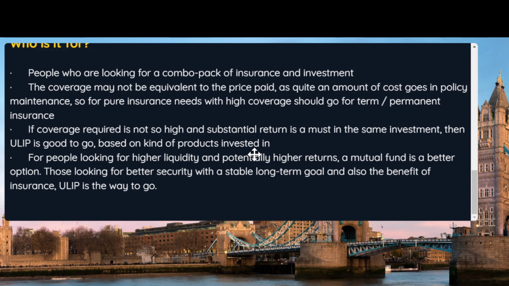Let's say for people who are looking for high liquidity and potential high return, that you want money at any point of time, every say 3 months, 6 months, whatever, then in that case it is better to go for a mutual fund and not for ULIP, right? But those people who are looking for more security and a stable long-term return, okay, out of a product, along with the benefit of also having an insurance, a considerable insurance, not a very high coverage, then definitely ULIP is the way to go. Okay.